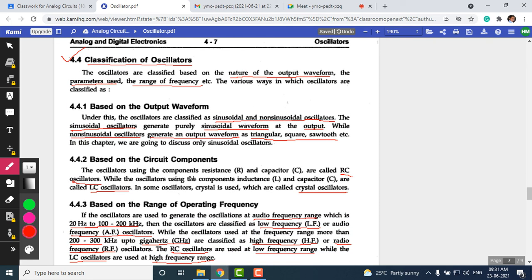The classification of oscillators, the different types of oscillators, we will discuss in the next class. As per our syllabus, we need to cover two types of oscillators. One is the RC oscillator, and the other is the LC oscillator. Why are these two types included in your syllabus? The reason is very simple. RC oscillators are used in the audio frequency range, and LC oscillators are used in the higher frequency range, or radio frequency range. So we need to study both types of circuits in our course. We will see that in the coming classes.